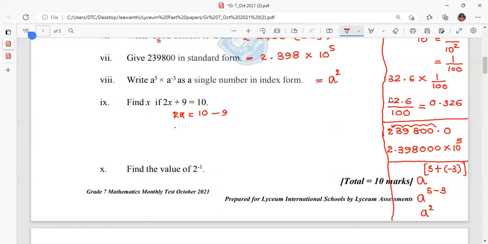So then the 2x means, children, 2 times x, right? 2x means 2 times x. 2 times x equal to 1. Then x equal to 1 over 2. Why did I get 1 over 2? So then what is the relationship between the 2 and the x, children? It is a multiplication. Then when I'm keeping x with me and sending 2 to the other side, it becomes a division. Now my final answer is 1 over 2.